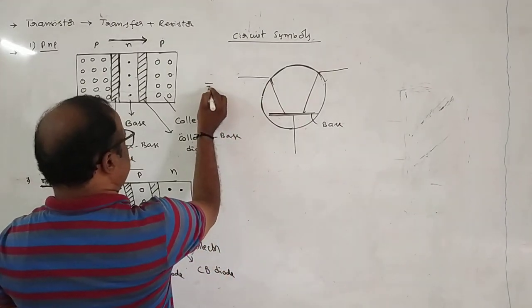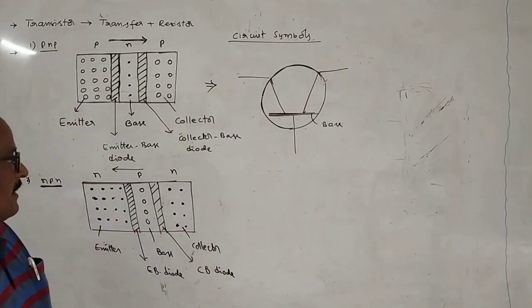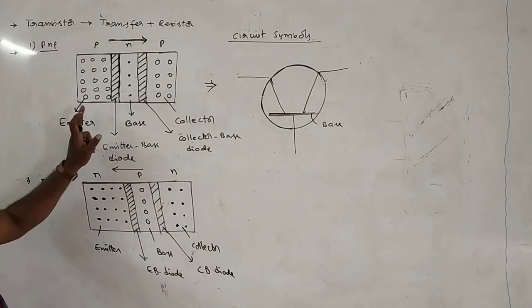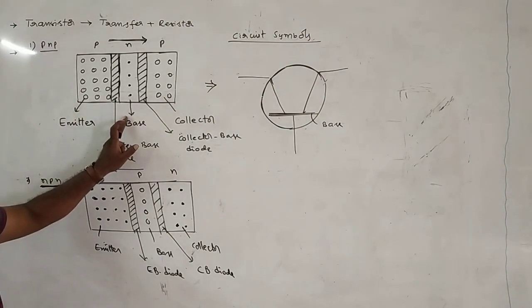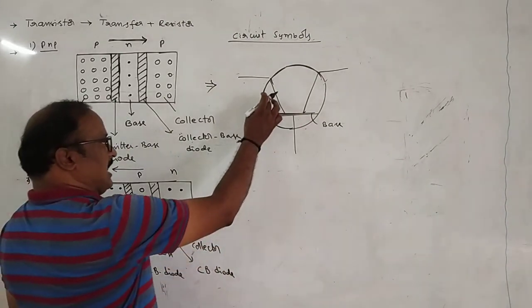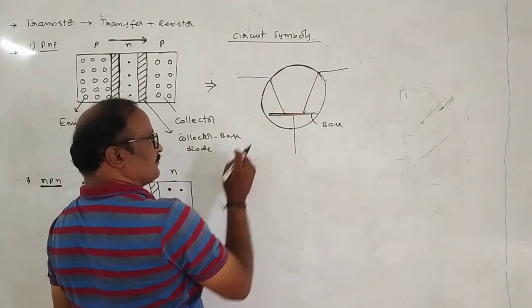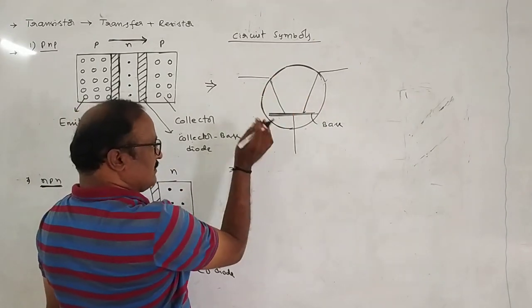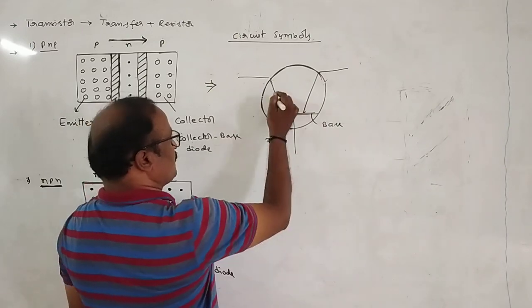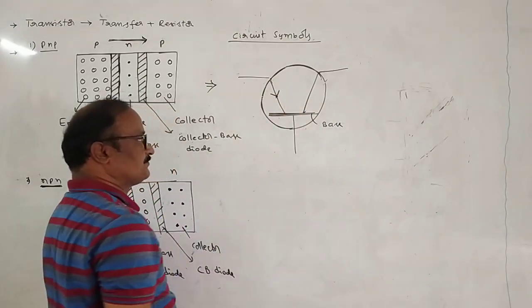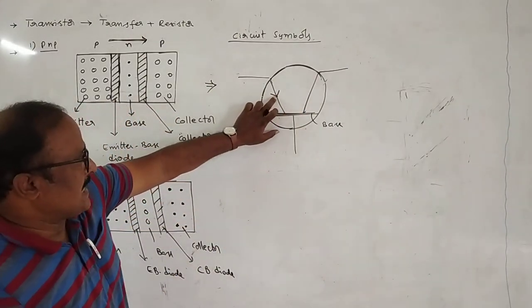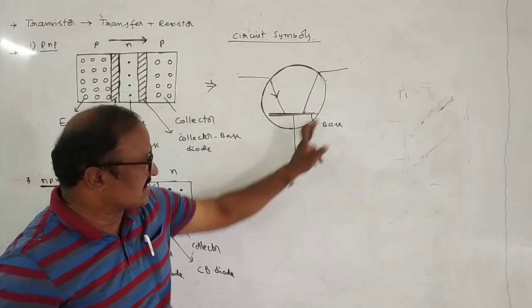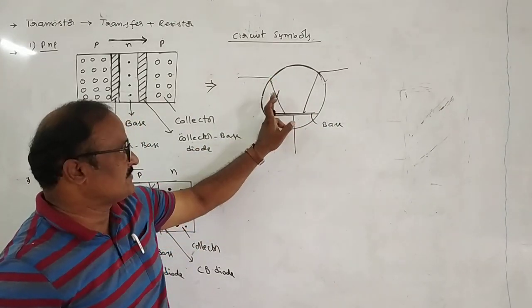Suppose it is a PNP transistor. Here the current is moving from emitter to base. That's why, on one of these two lines, we can place an arrow mark. Suppose this is the arrow mark. The arrow mark must compulsorily lie within the circle.